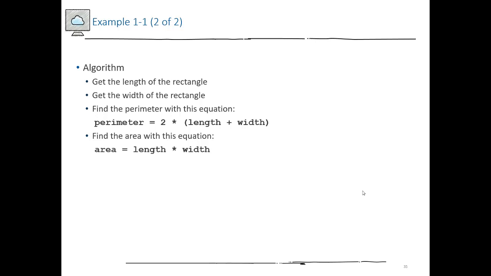Okay, so here is an algorithm. Get the length of the rectangle, get the width of the rectangle, find the perimeter using the formula, and find the area with this equation. And there might be some input and output that you need to consider also. That's part of your algorithm. So where is the input coming from? Is the user going to enter it, or is it coming from a file? Where is the output going to go, to the printer or onto the screen? So you need to think of all of those things step by step.